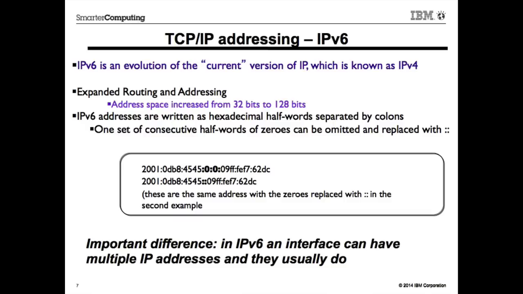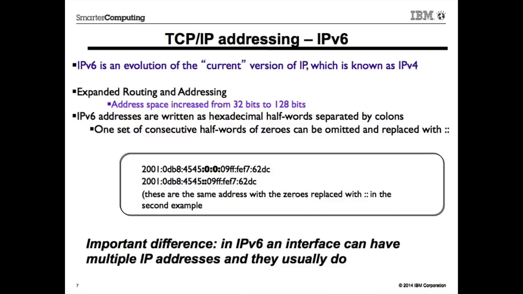And then as a further optimization, multiple half words of zeros can be omitted and replaced with a double colon. So the double colon means fill in the space with enough zeros to make this 128 bits. So in the example there, I have an IPv6 address which has 2 half words of zeros in the middle. Those are replaced by a double colon in the second example. Those are the same IP address, and the second notation is the standard one.